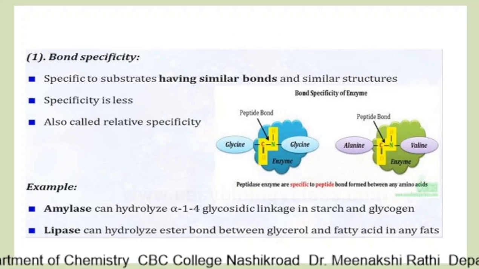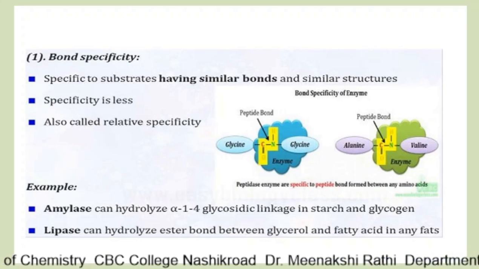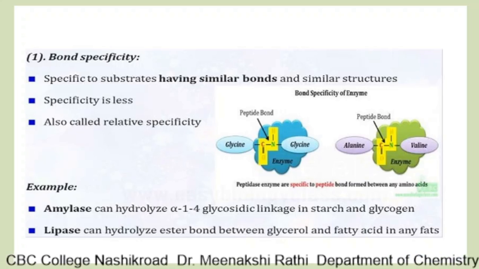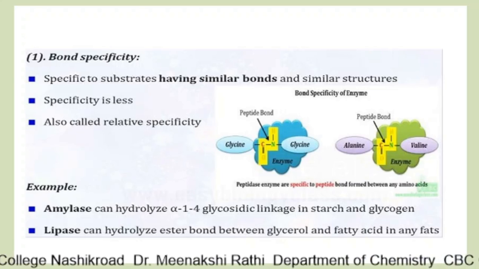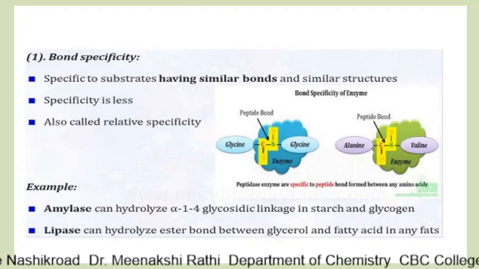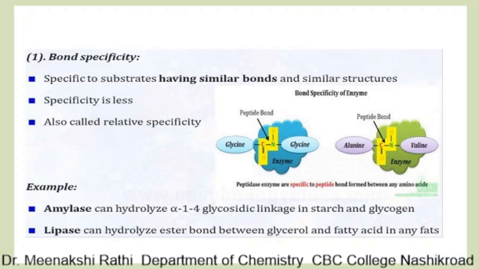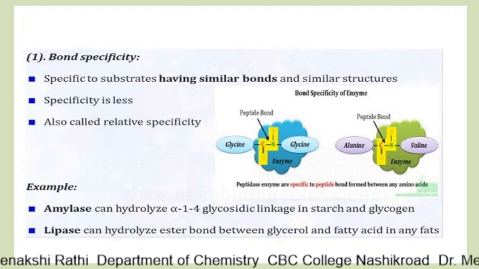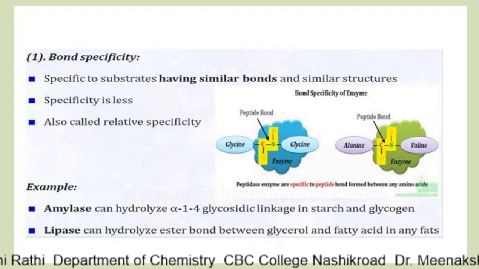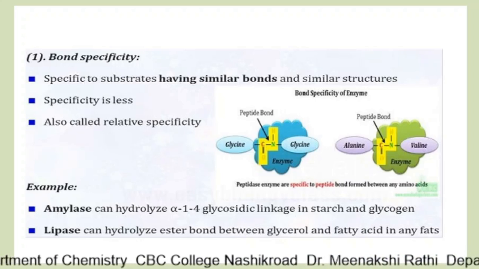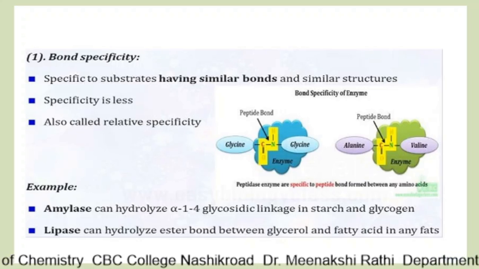Here in this case, enzymes catalyze only those substrates which have similar bonds and similar structures. This is comparatively a very low type of specificity, and it is also called relative specificity.